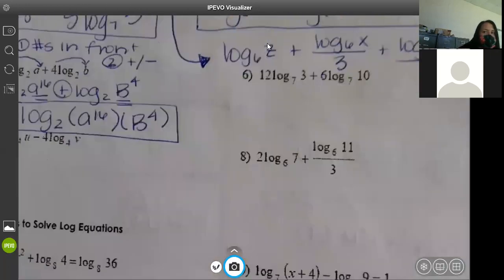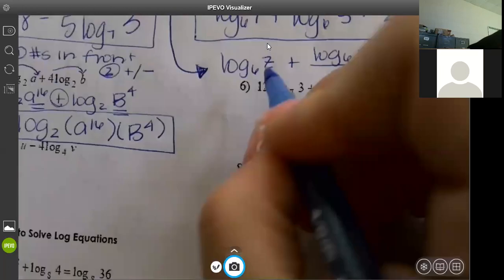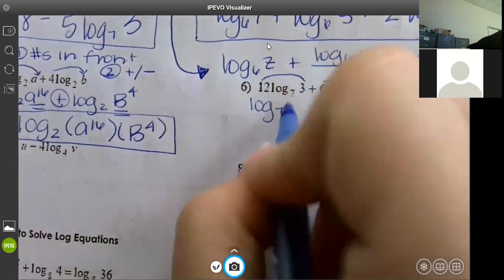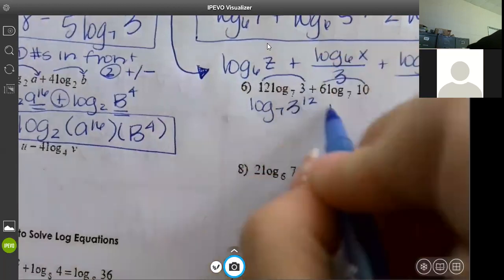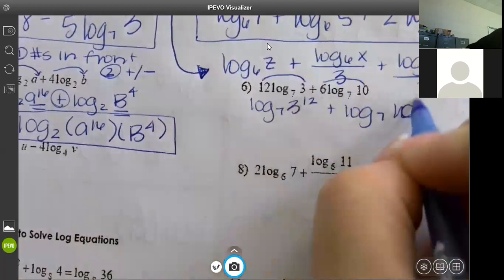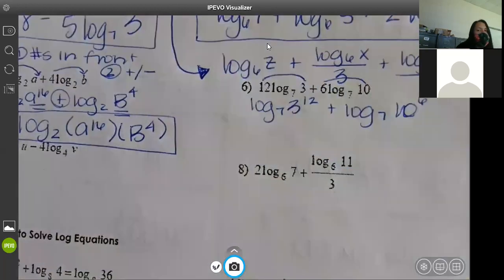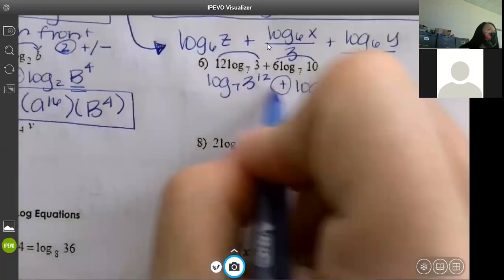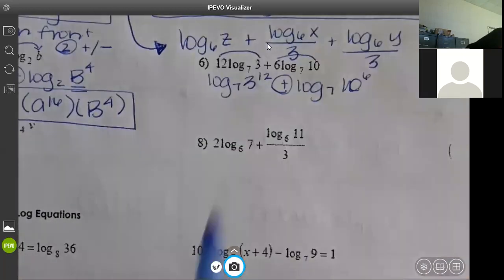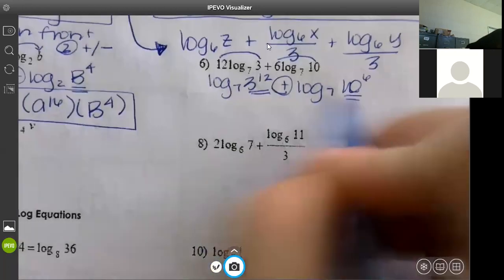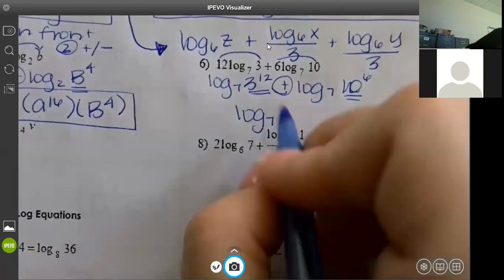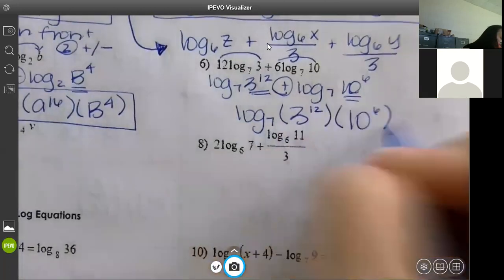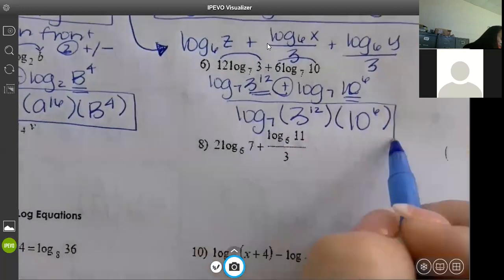So number 6, I see numbers in front, so that's what I want to take care of first. So I get log base 7 of 3 to the 12th plus log base 7 of 10 to the 6th. And then I'll look for add or subtract. This one is an add, so I'm multiplying these two together. Write it as 1 log base 7. I have 3 to the 12th times 10 to the 6th. And you can leave it just like this.